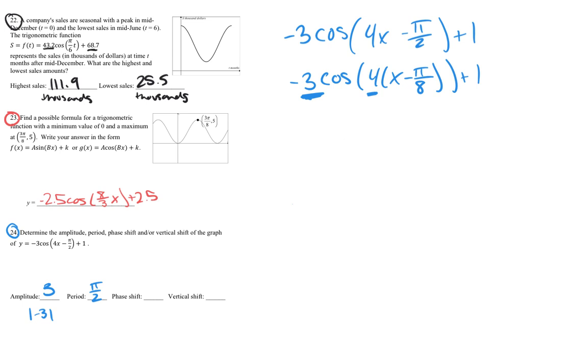Our next step is our phase shift. So that's if we're shifting left or right. We have inside this minus pi over 8. And so remember, if it's on the inside, it's kind of flipped. So we're moving to the right, pi over 8.